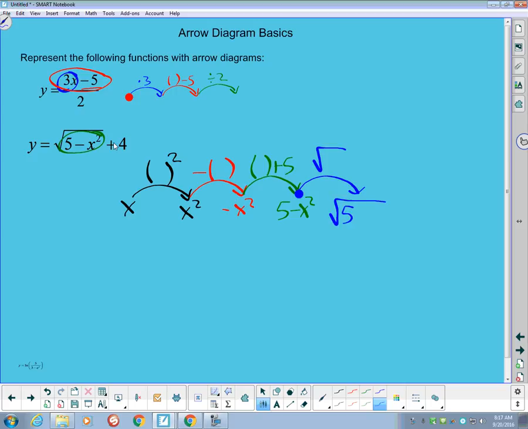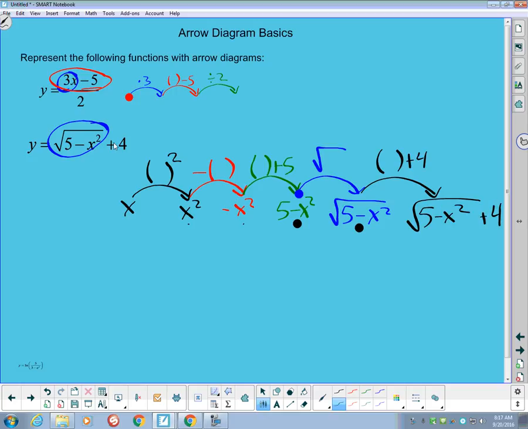So this becomes square root of 5 minus x squared. And now we have this whole piece up here. You can kind of see how this would help in noticing the order of operations. If it's being done correctly, then these things are showing up across the bottom here correctly. And finally, we just need to add 4 onto whatever's at the beginning of the arrow, and we get the square root of 5 minus x squared with a plus 4 on the outside.